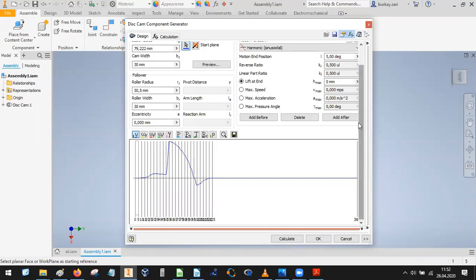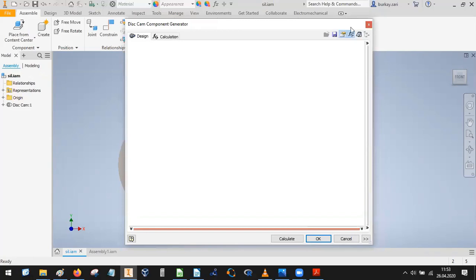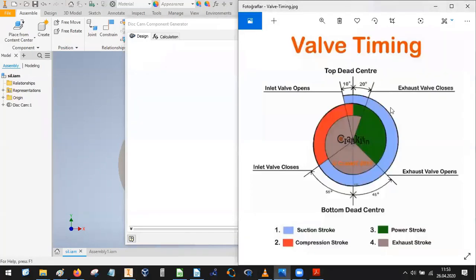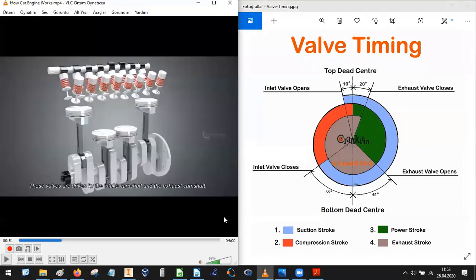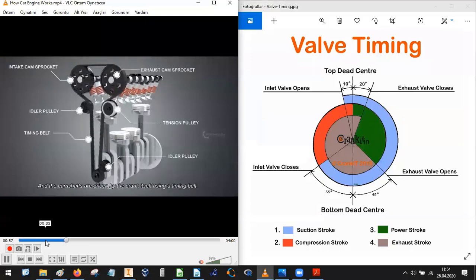After this creation, you can also place this one for a cam design, for a simple one, like the engine valve timing. In an engine, we have 4 cycles. One exhaust. Let me open the video first. We have 4 cycles actually.